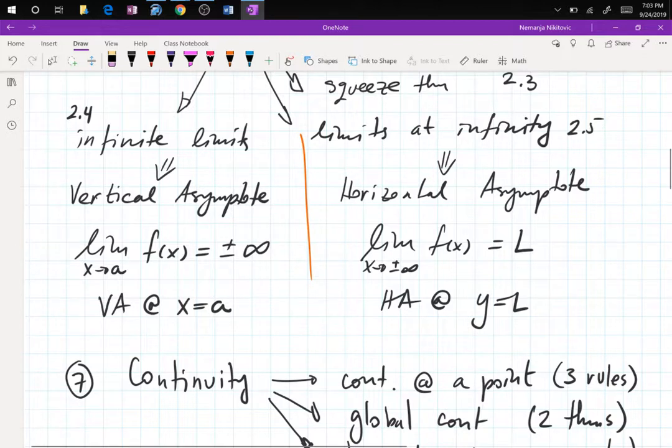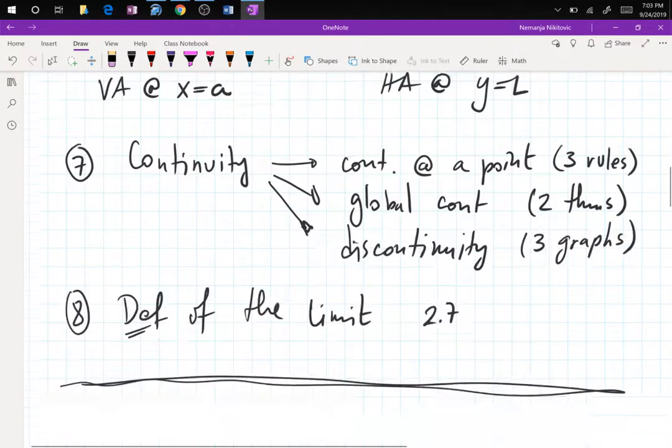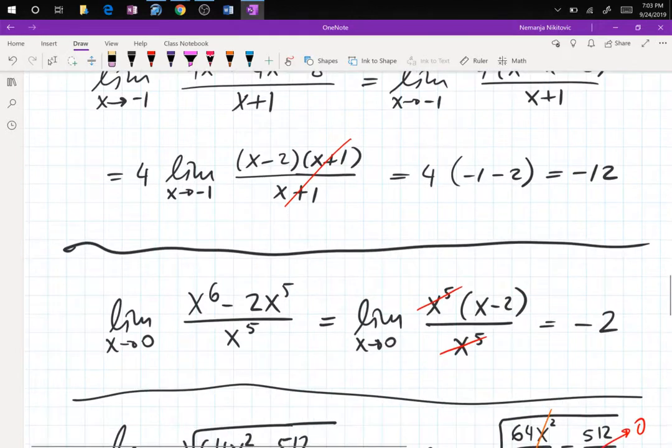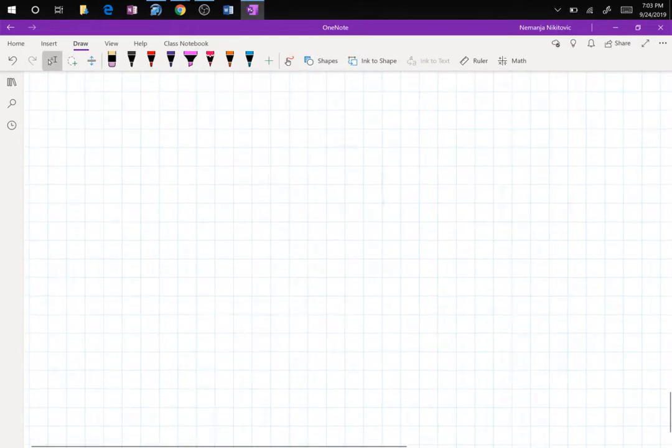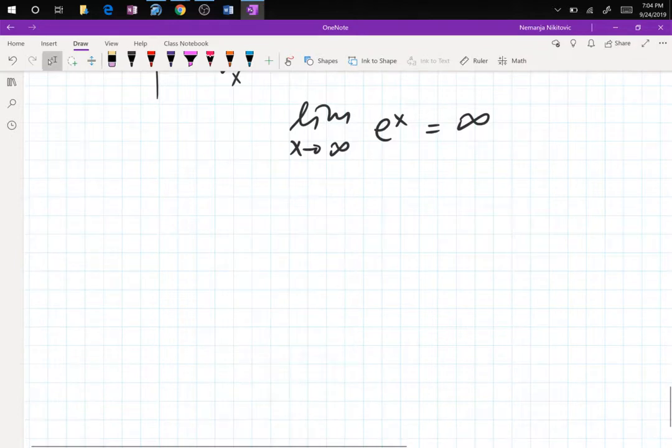Here's the horizontal one, goes to any of the infinities, gives you the number, which is the horizontal line, and that's it. Can we go through proving something's continuous, like an equation or something? Sure. Do you have a problem? I don't have a problem. I just wanted to know the steps. Okay. You can find it.